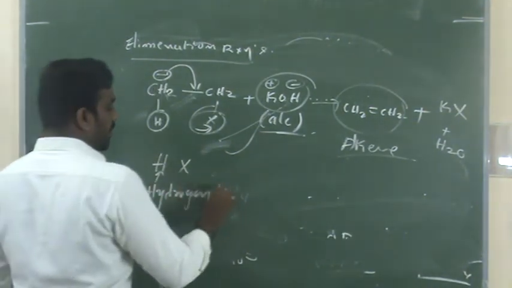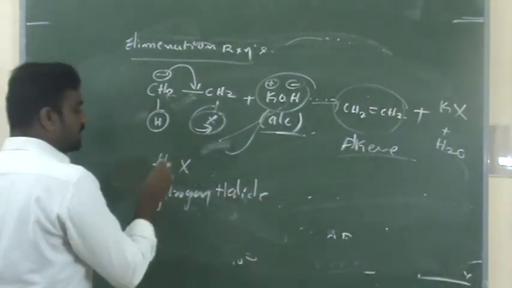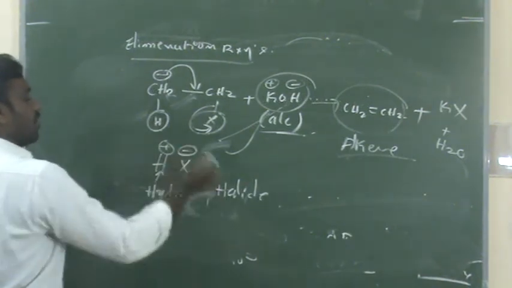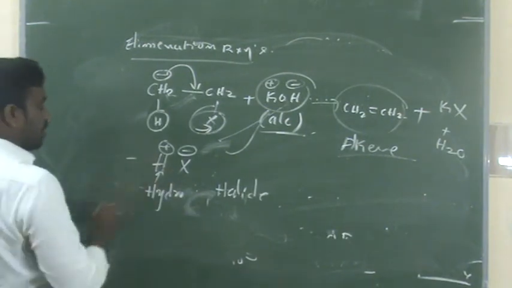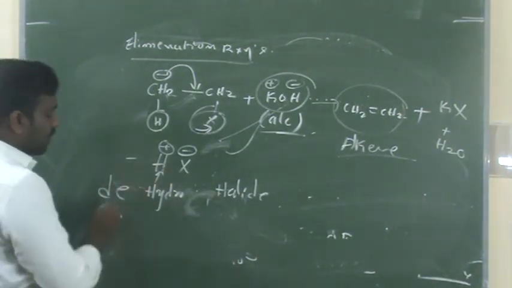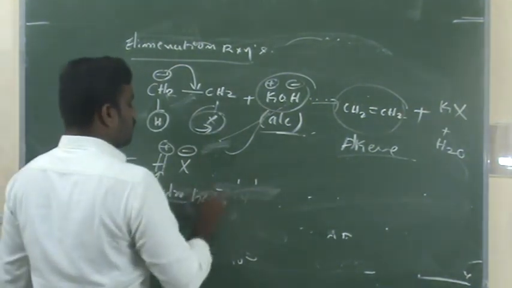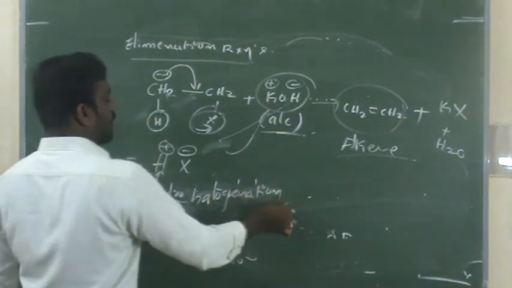Okay, and this X is nothing but a halide. Only H is there in the form of H plus, that we can call a hydro. X is there in the form of X minus, which is called a halide. Both are being removed, and that removal we can call dehydro. That's why this process is called dehydrohalogenation. What is the meaning of dehydrohalogenation?